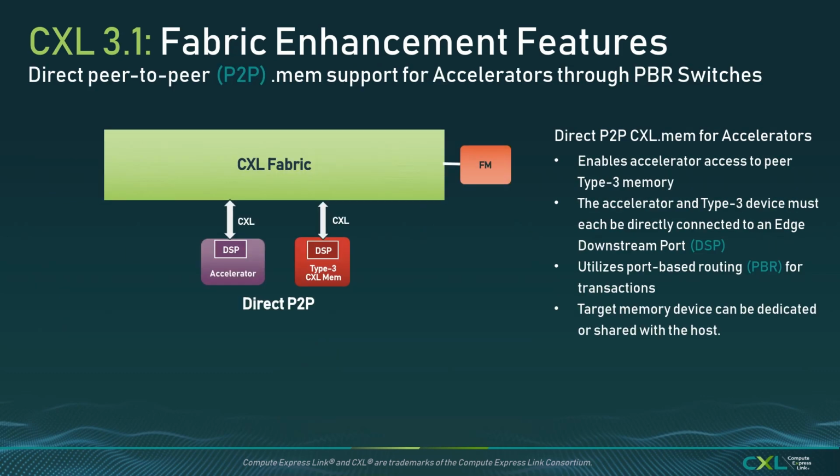Next slide. So talking about the peer-to-peer .mem feature that we've enabled in 3.1, this enables an accelerator. In the diagram, you can see the purple device is an accelerator. It can, again, be the target of a .mem access from the host, and it can also initiate peer-to-peer .mem accesses to the peer Type 3 device. This is utilizing port-based routing features, so it relies on the PBR switch to do this.